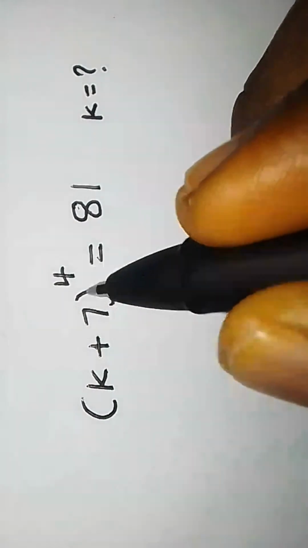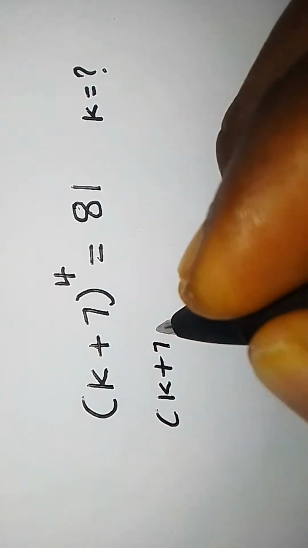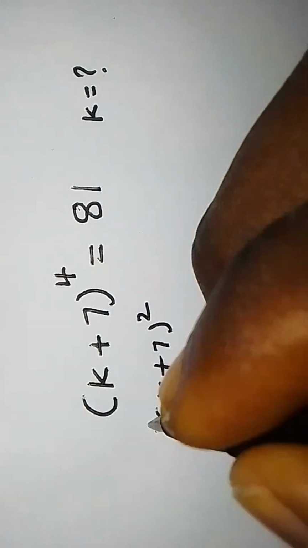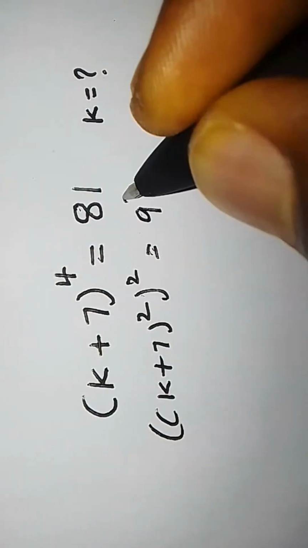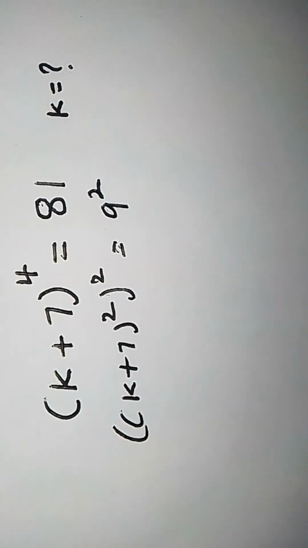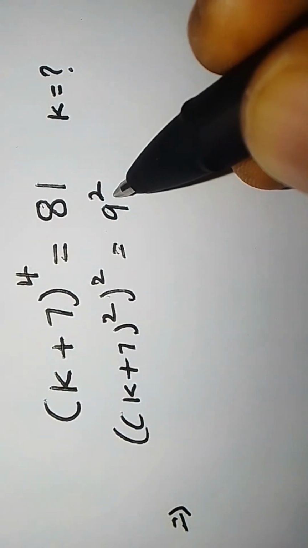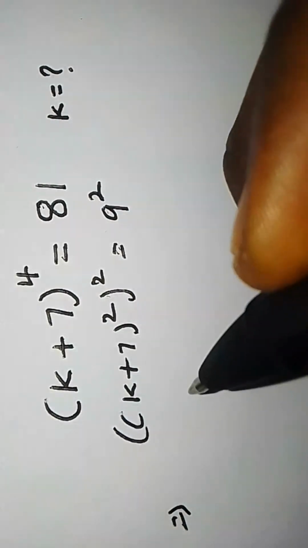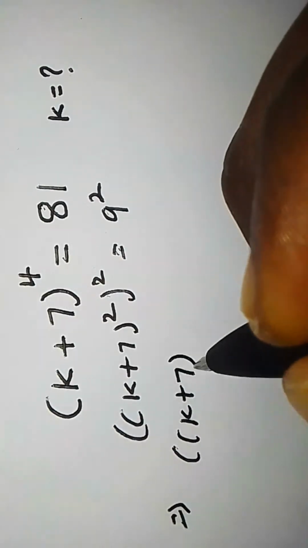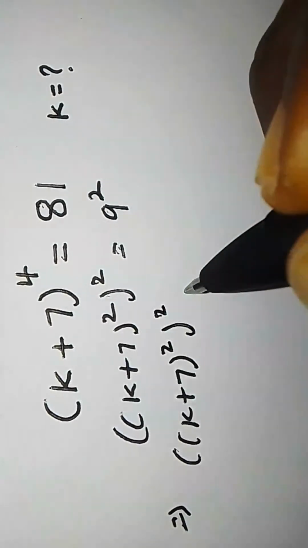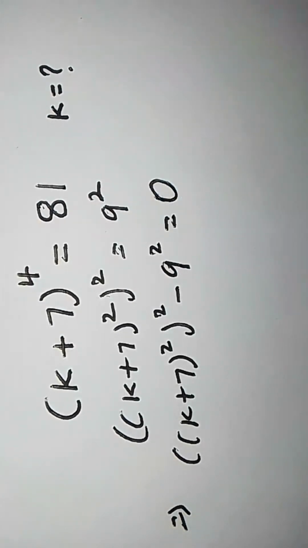(k plus 7) to the power of 4 could be written as (k plus 7) squared, all squared, equal to 81, which is 9 squared. Let's continue. This implies that. Now, let us move 9 squared to the left hand side. That becomes ((k plus 7) squared) squared minus 9 squared equal to 0.